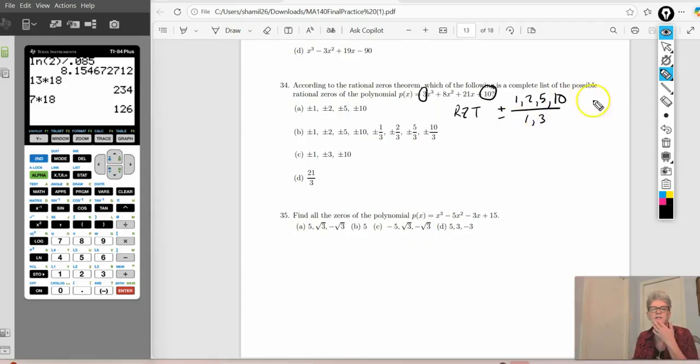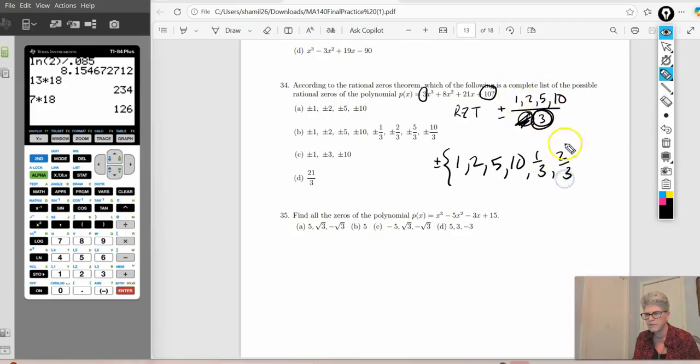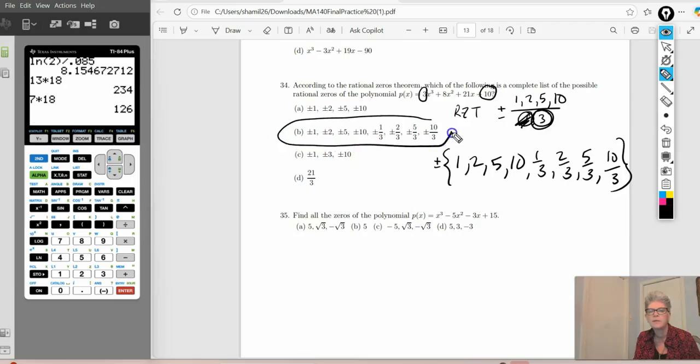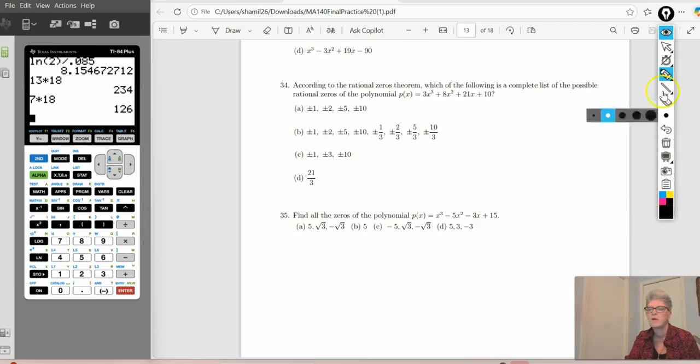Now you want every fraction that you can form. So I'm going to have plus or minus out the front. So suppose your denominator is 1, then you would get 1 over 1, 2 over 1, 5 over 1, and 10 over 1. Now suppose your denominator is 3, you get 1/3, 2 over 3, 5 over 3, and then 10 over 3. And you'd have plus or minus, so you have twice of those. And there we go. All right, that's our answer.